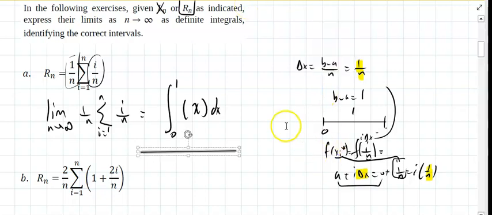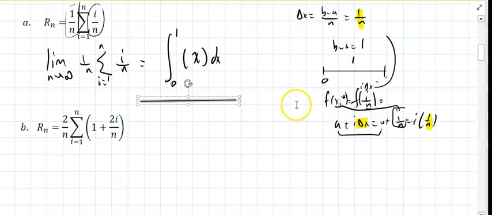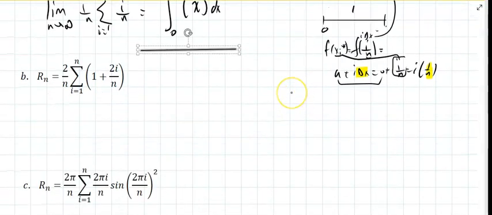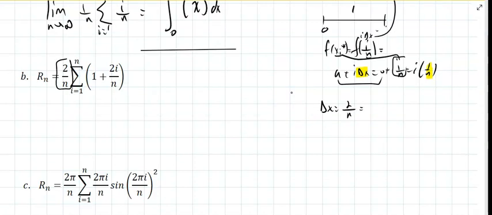Second example hopefully will make this a bit more clear. So let's start. We want delta x. Delta x is right there. Delta x is 2 over n, and that should be b minus a over n. So we know that b minus a is 2 units. We know b minus a is 2. In this case, you're running 2 units. We need to know the starting point.